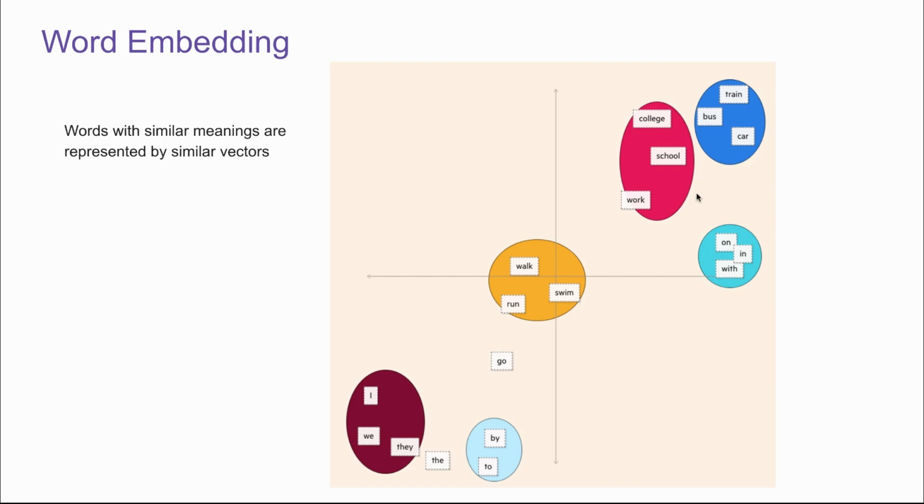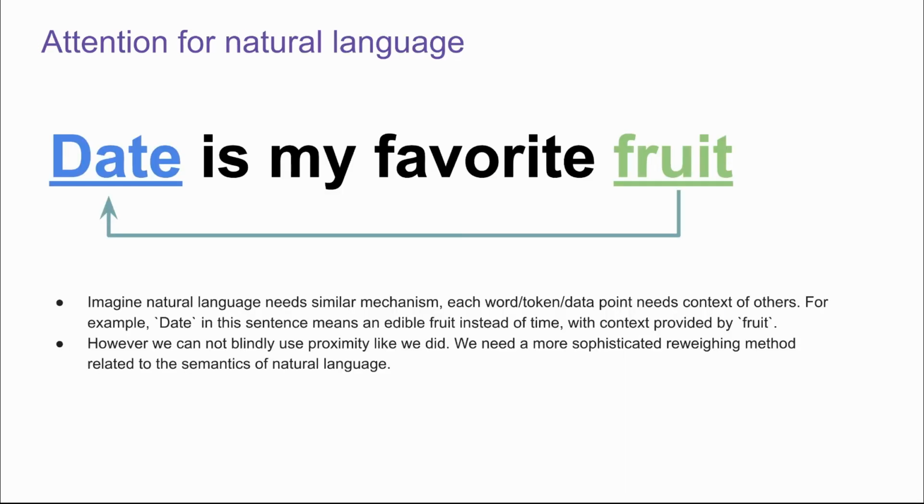This is a 2D representation, but in reality it's very high dimensional. It's just for you to see that train, bus, car are clustered together. College, school, work is one cluster, and on, in, with. So yeah, similar meaning words are represented by similar vectors. So now we know about word embeddings.